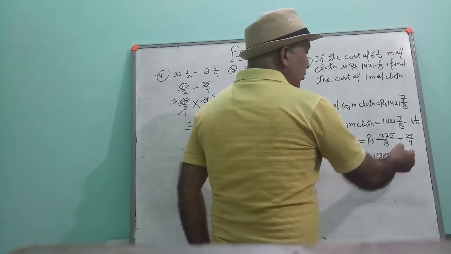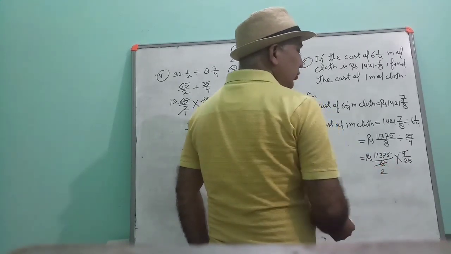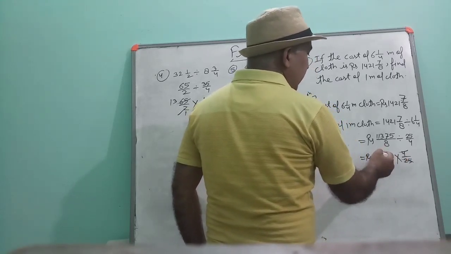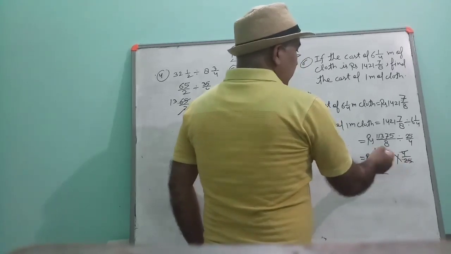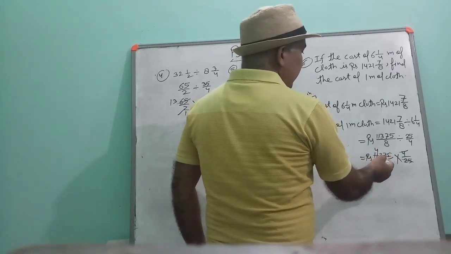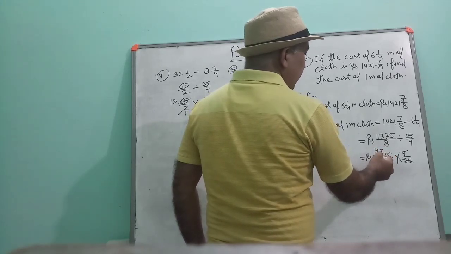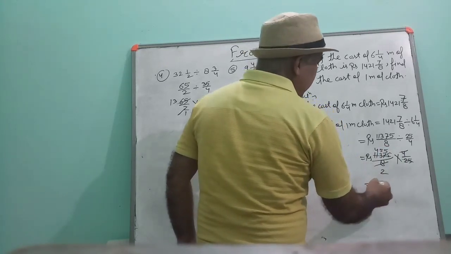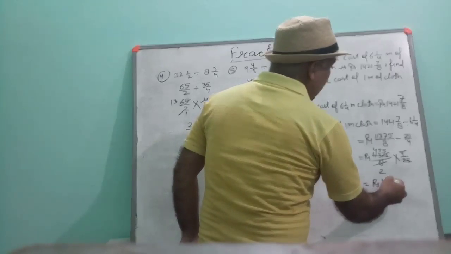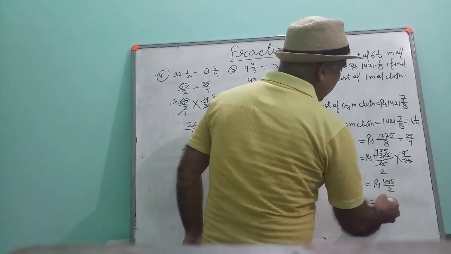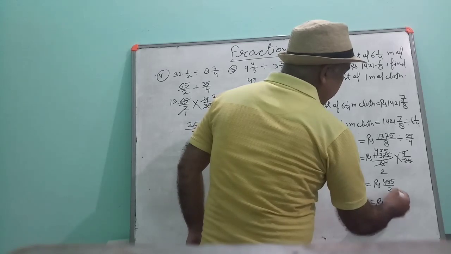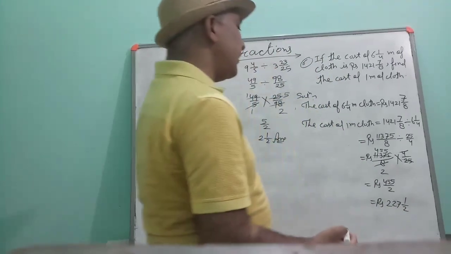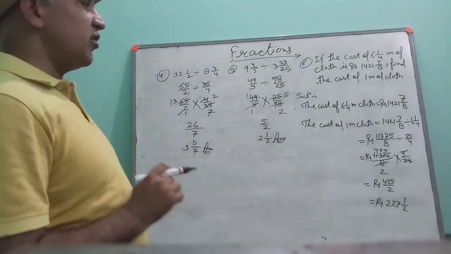Now 4 is the numerator, so it can divide the denominator by 2 times. 25 is the denominator, so it can divide the numerator. See how many times? 25 into 4 is 100, 13 is the remainder. 25 into 5, 125, 12 is the remainder, and then 5, 125, again 5 times. That means rupees 455 upon 2. Now divide it. 227 into 1 by 2 rupees is the cost of 1 meter.